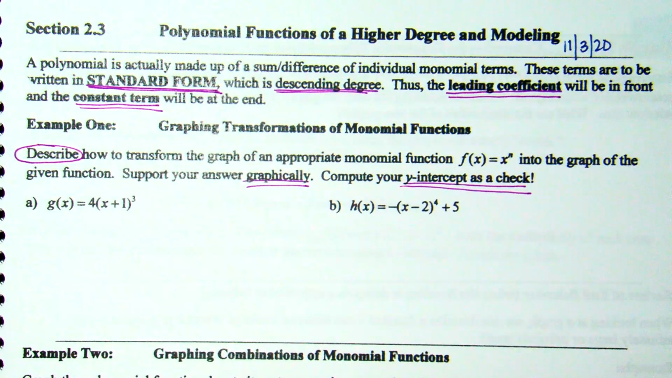So as you look at example A here, g of x equals 4 times x plus 1 to the third. Thoughts there on what you see in terms of transformations? Left one?